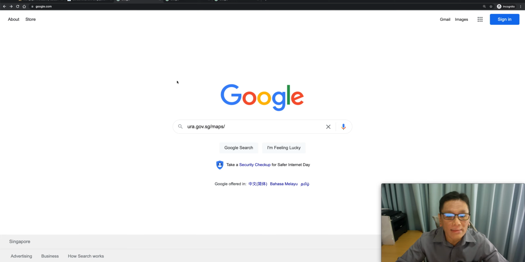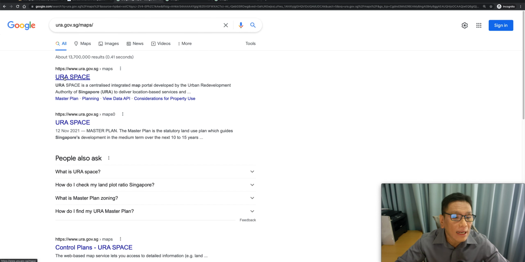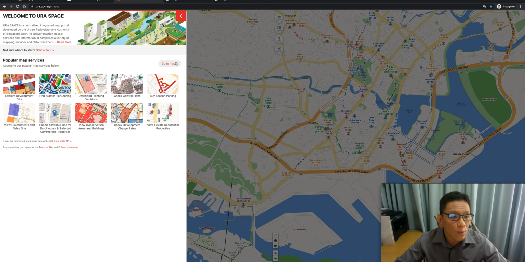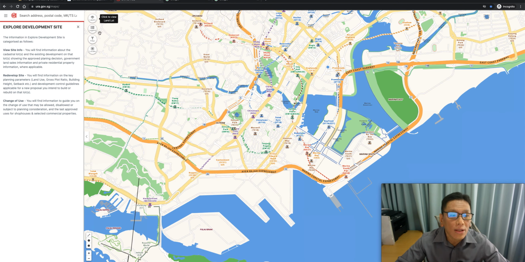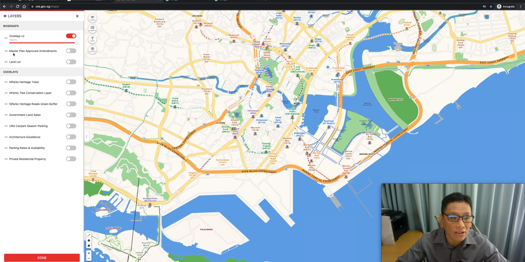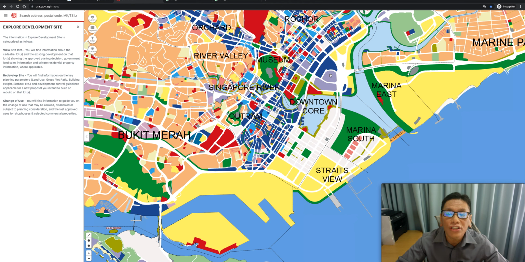Now, the third website I'm going to talk about is actually the URA Master Plan. All of this I'm following according to my P.L.U.S system. So when I look at the URA space, what I want to do is explore development sites here. What you do is click on layers. After you click on layers, click on Master Plan Approved Amendments. Alright, and you will see that it changes color.